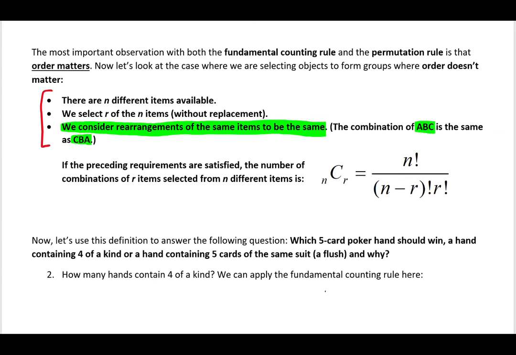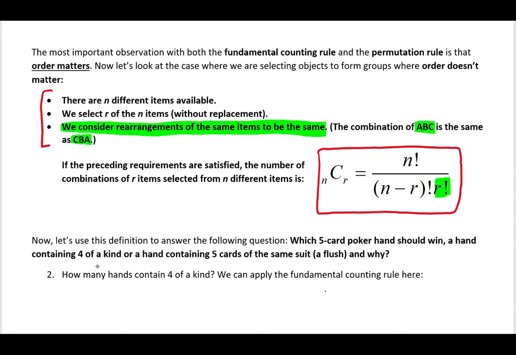So if these three criteria are met, here's the formula for the number of combinations of objects possible. You see, it's similar to the permutation formula. We basically have the permutation formula in there with this extra r factorial on the bottom. All right, so to show the combination rule in action, I want to look at a problem involving a deck of cards. So the question here is, which 5-card poker hand should win?